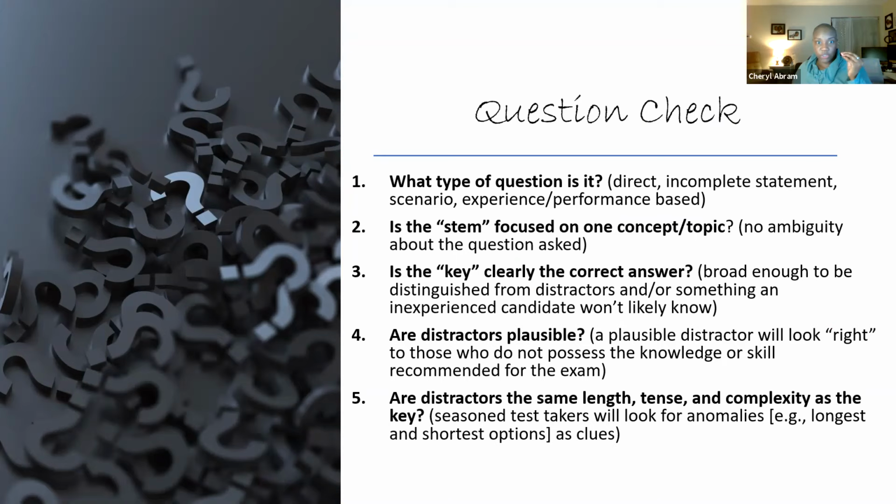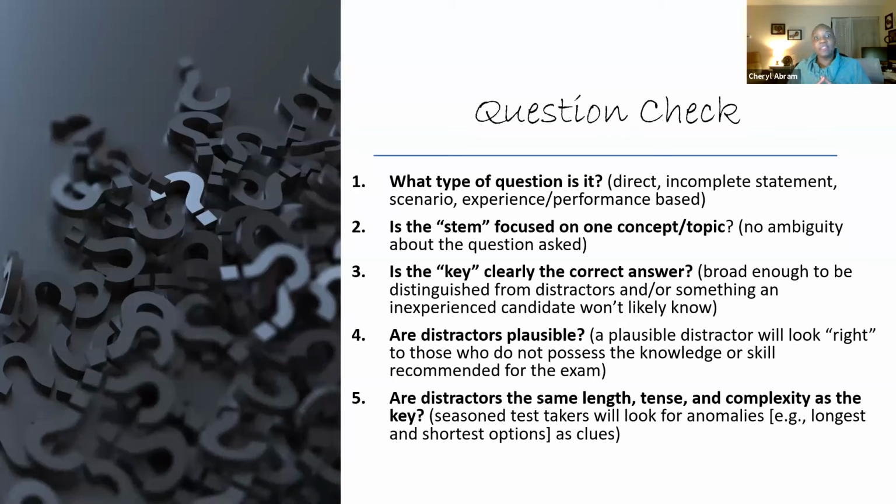Again, this is your question check. What type of question is it? Is the STEM focused on one concept and topic? Okay, is the key clearly the correct answer? Are distractors plausible, and are distractors the same length, tense, and complexity? Now, if you're able to see this through the eyes of the exam writer, you're golden. Like seriously, you're absolutely golden.